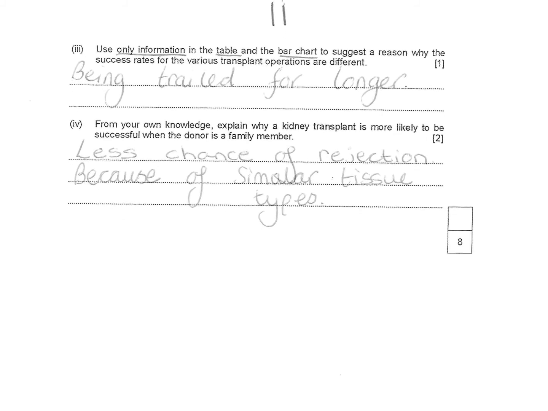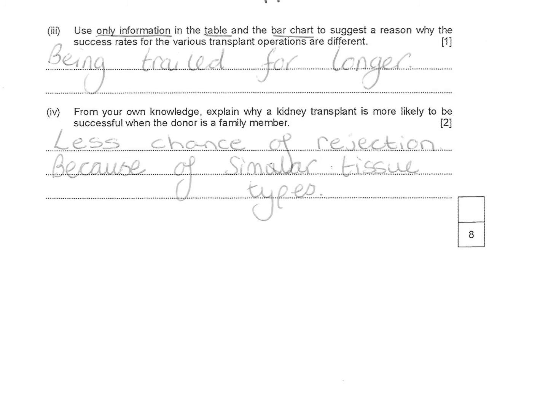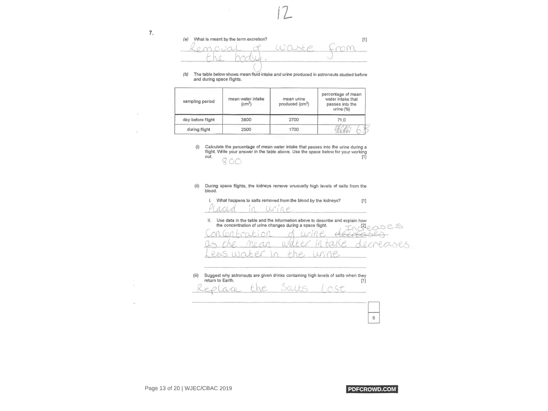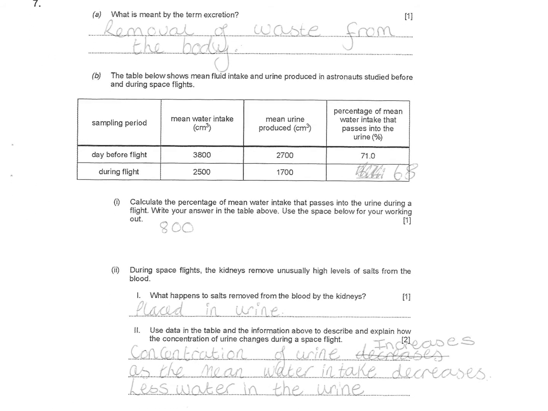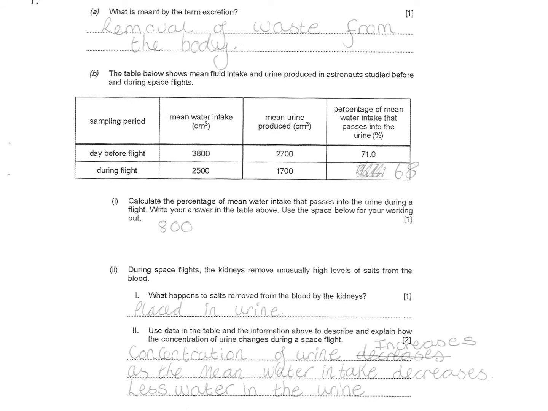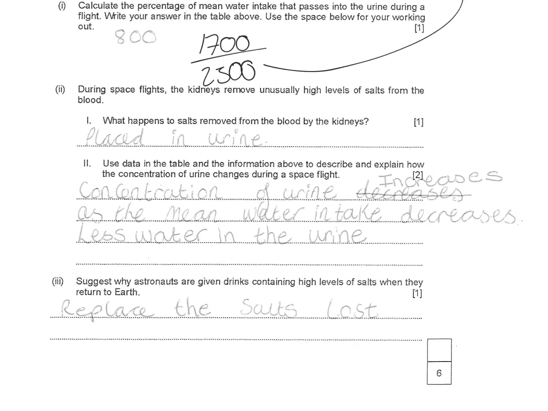From your own notes, explain why kidney transplant is more likely to be successful when a donor is a family member: less chance of rejection because it's similar tissue type, similar blood type, so you're less likely to reject. What is meant by the term excretion? Removal of waste from the body. Then you had to do a percentage. It was 170 over 500, and that would give you 68%. State what happens to salts in the blood by the kidneys. They're placed in the urine and removed.